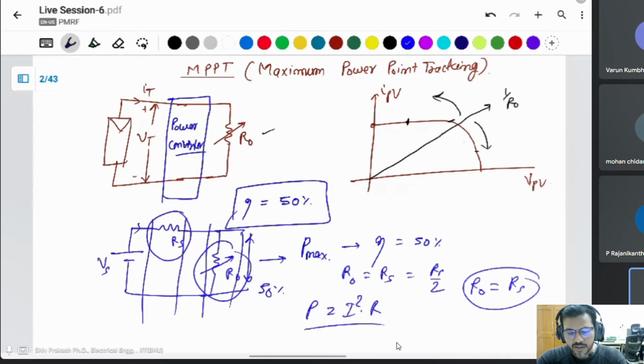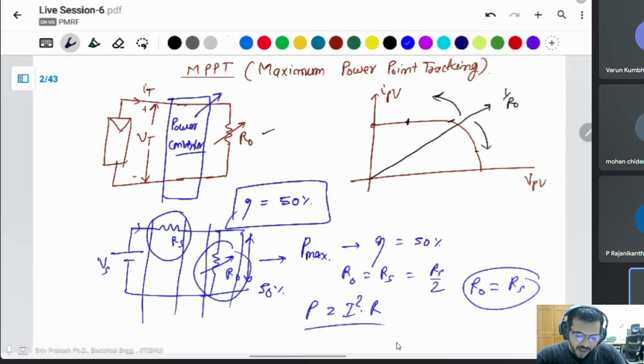All of them are non-isolated DC-DC converters, which step up the voltage or step down the voltage, and buck-boost does both, step down and step up. You can use any converter here.